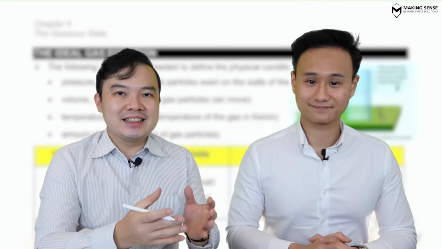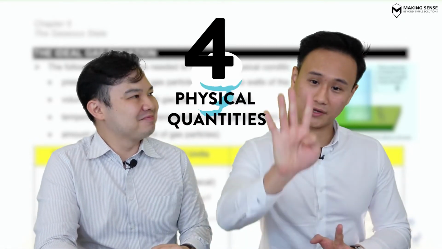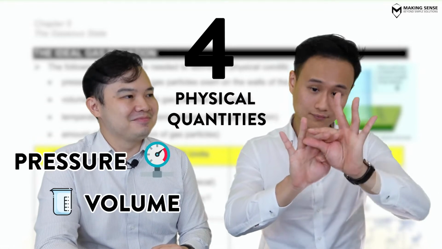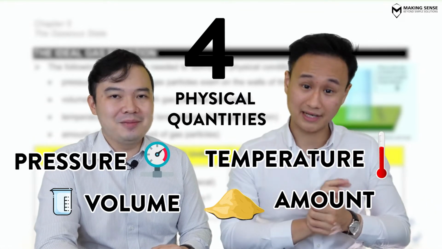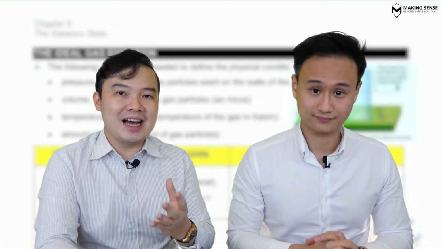Okay, so for gases, there are certain physical quantities that are important. Mr. Tim, can you remind us what those are? Yeah, we have four of them. We have pressure, volume, temperature, and amount. And when I mean amount, I mean number of moles, right? Now, let's take a look at a more layman's understanding of pressure.